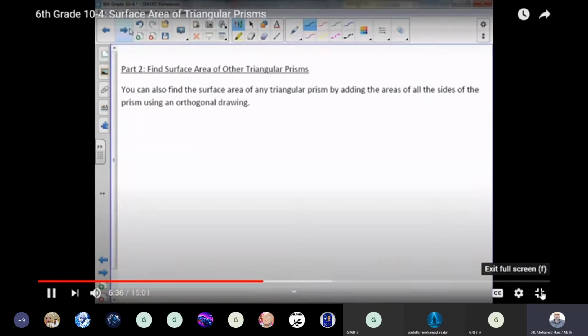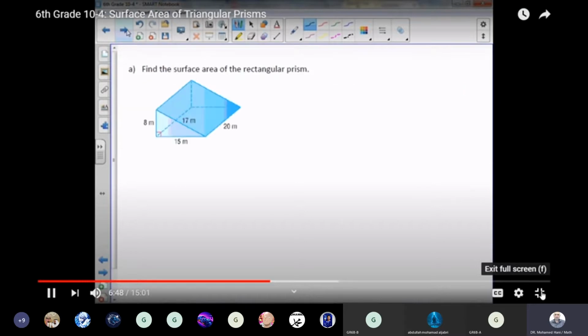Find the surface area of other triangular prisms. You can also find the surface area of any triangular prism by adding the areas of all the sides of the prism using an orthogonal drawing. So now our triangle doesn't have the same side lengths. So here's our triangle.